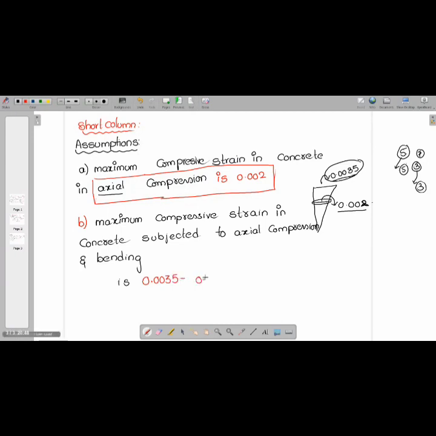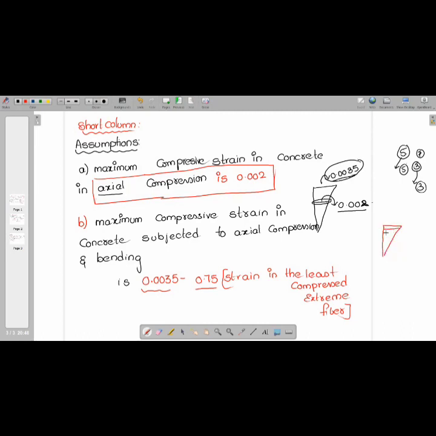minus 0.75 times the strain in the least compressed extreme fiber. So you have to take 0.0035 minus 0.75 times the strain in the least compressed extreme fiber.